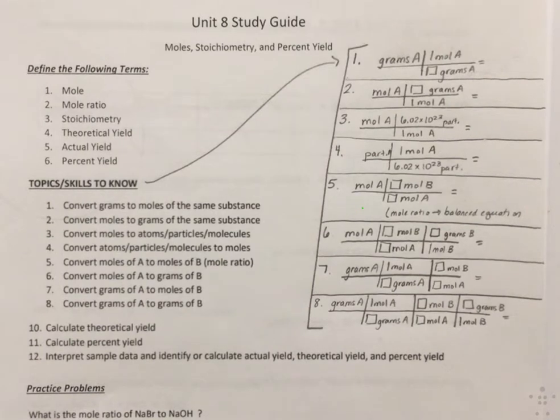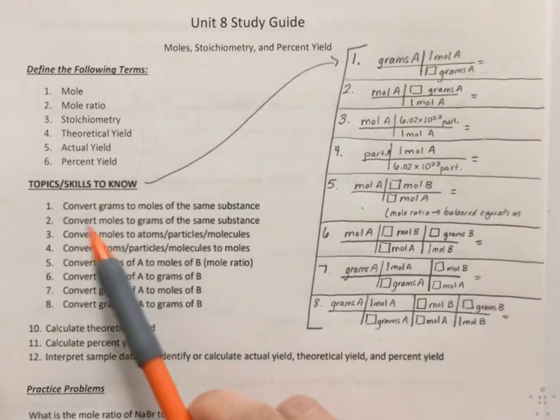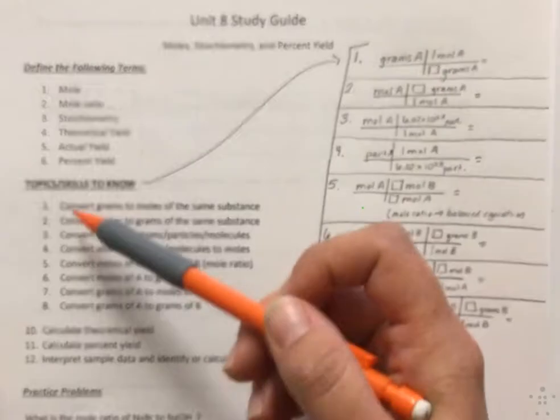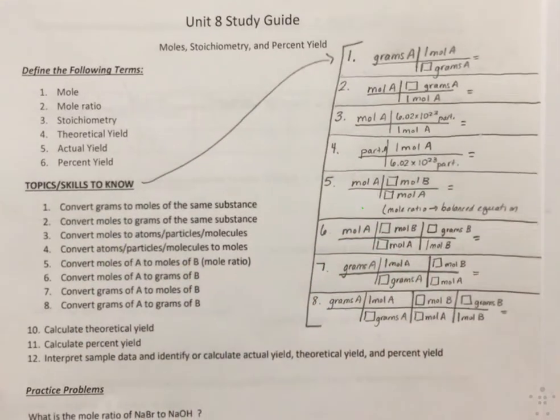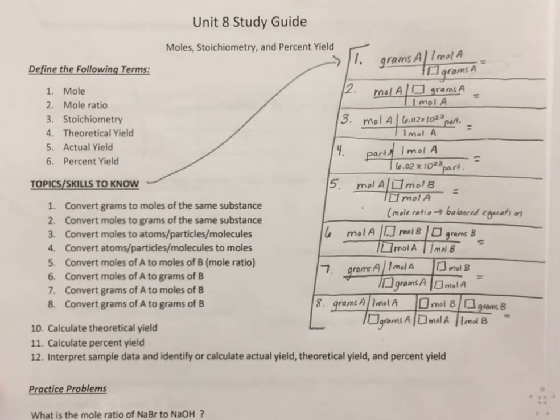So this is your Unit 8 study guide video. I assume you guys can go ahead and get definitions out of your notes, so I skipped that. And then for your topics and skills to know, I had a list of 8 kind of mathematical transitions that you need to know.